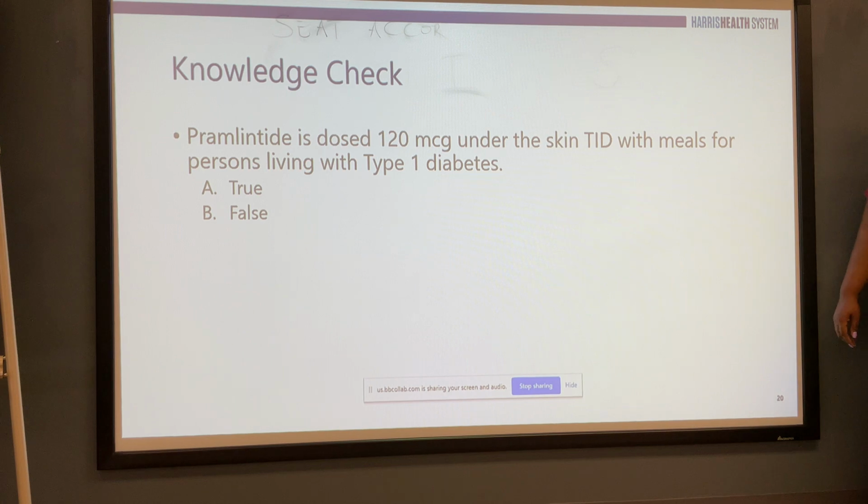So let's say you do have a person who's motivated and they're on a pump and they got their A1C from 15 to 8. We might consider it if they're ready. That's a great question, just to put it in perspective.